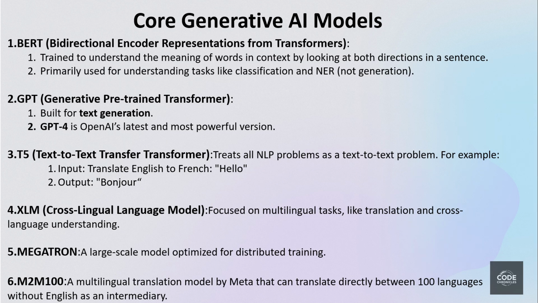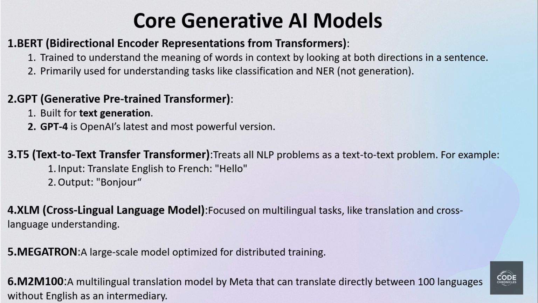Core generative AI models. One of the key players is BERT, or Bidirectional Encoder Representations from Transformers. BERT revolutionized how machines understand natural language. It looks at the context from both directions in a sentence, enhancing tasks like classification and named entity recognition.